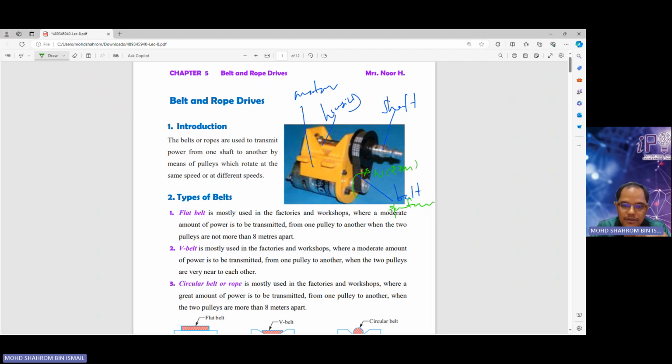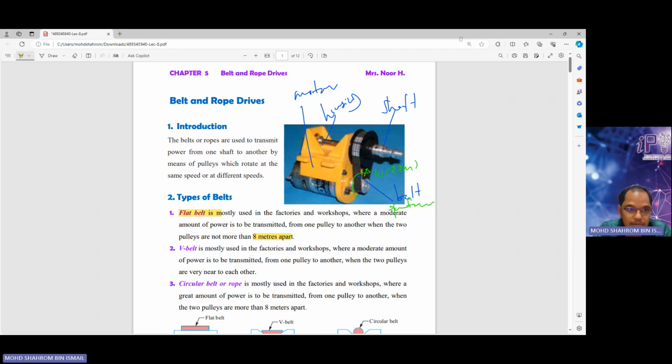Eventually, in our syllabus, mostly we are going to learn about the types of belts. What are the types of belt? For example, we have the flat belt. This is mostly used in factories and workshops where a moderate amount of power is to be transmitted from one pulley to another, when the two pulleys are not more than 8 meters apart. So this is some sort of specification for this kind of flat belt type. It means the two pulleys are not more than 8 meters apart.